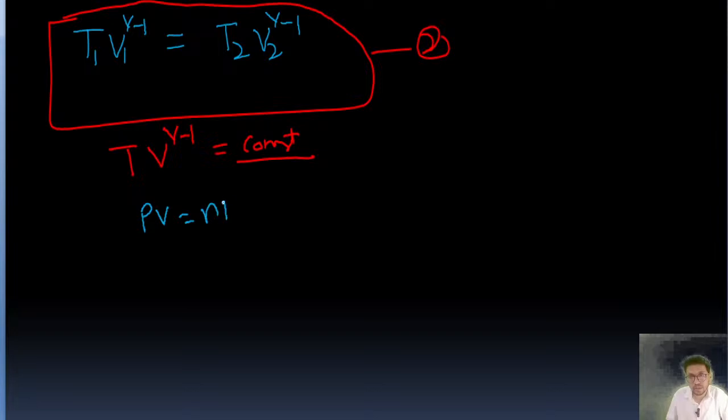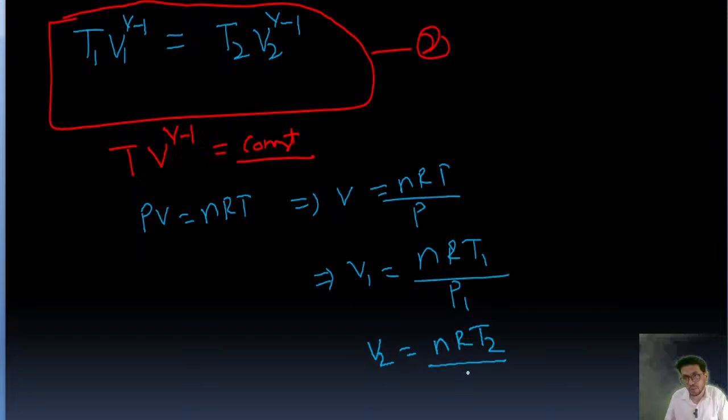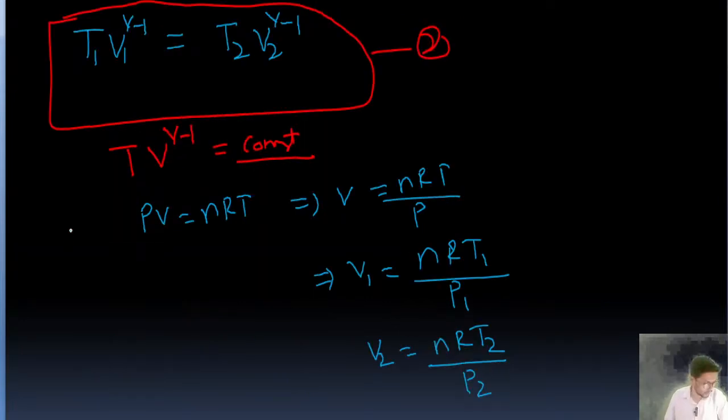Now we know PV equal to nRT, right? So this implies V equal to nRT upon P, or we can write V1 equal to nRT1 upon P1, and V2 equal to nRT2 upon P2, right? So now what we can do is put these values in this equation, P1 V1 to the power gamma equal to P2 V2 to the power gamma.